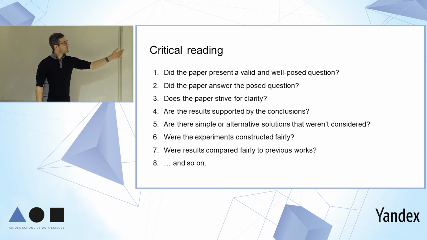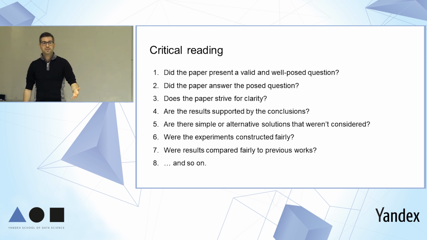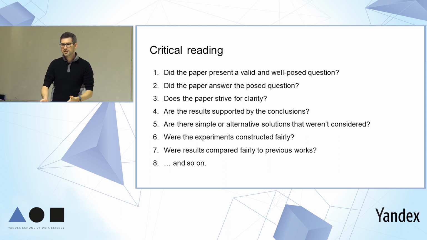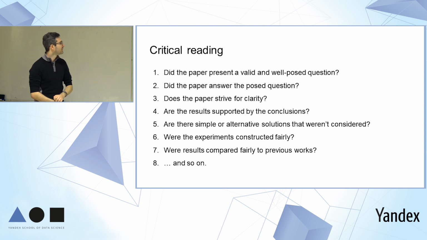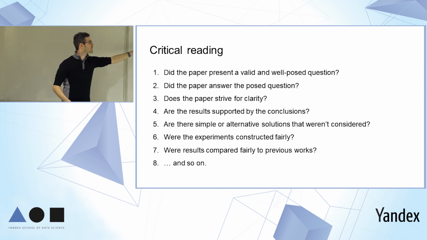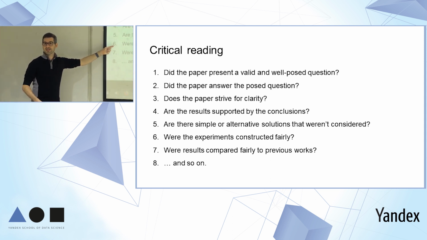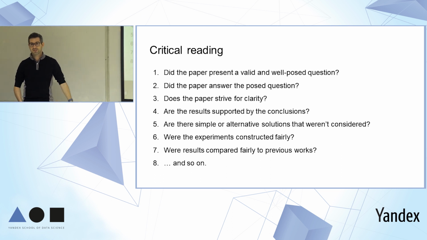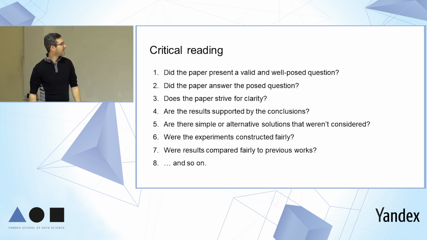Are there alternative solutions which are really easy and they didn't consider them? Did they just overcomplicate things to show how smart they are? Were the experiments fair? Usually the answer here is no. Almost everybody does the experiment in a way that shows why they're the best. And were the results compared well? And so on.